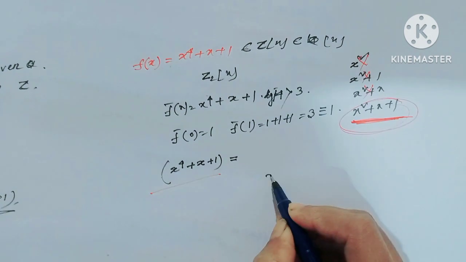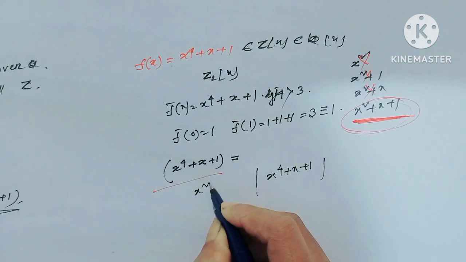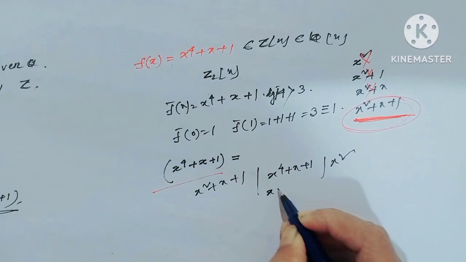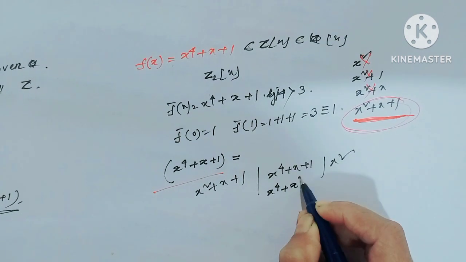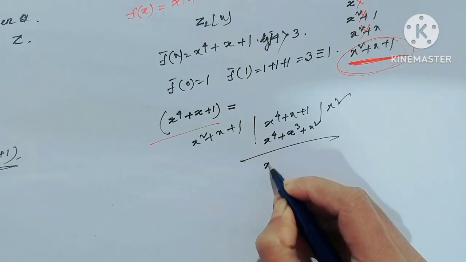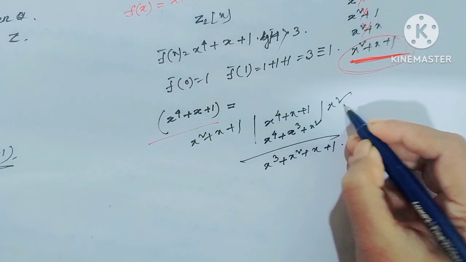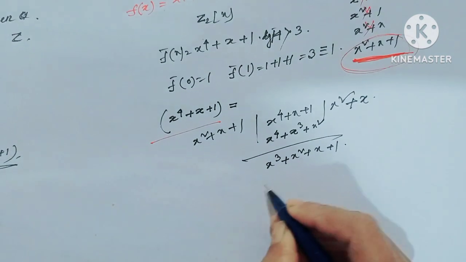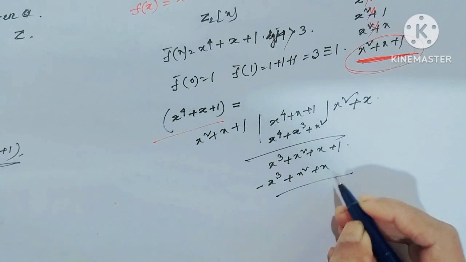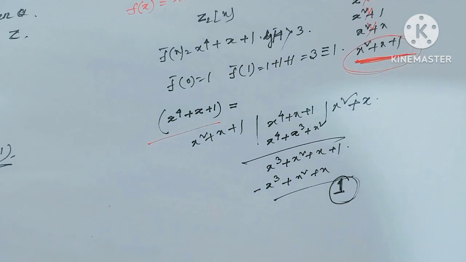Notice here x to the power 4 plus x plus 1. Just divide it by x square plus x plus 1. At first this would be x square, then this value would be x to the power 4 plus x cube plus x square. Then this value would be x cube plus x square plus x plus 1. Now this x. Then this value would be x cube plus x square plus x. Then I will get here a remainder of 1.